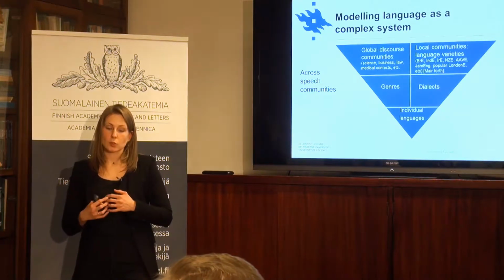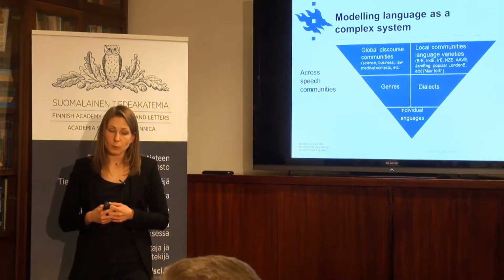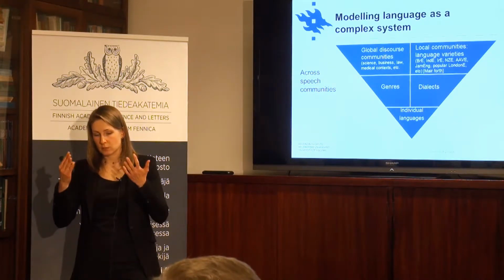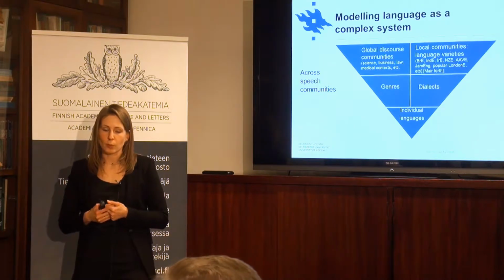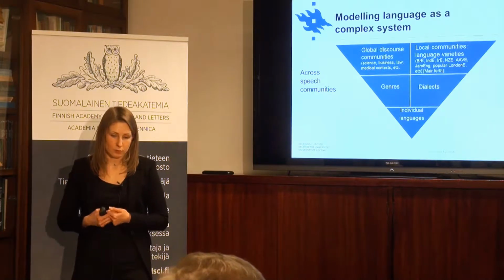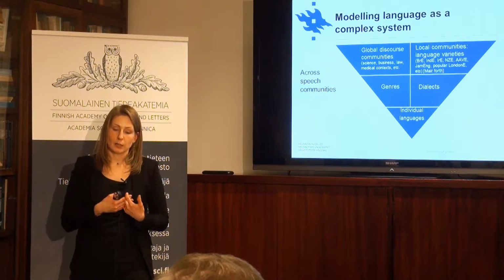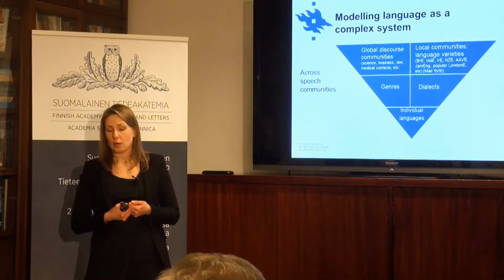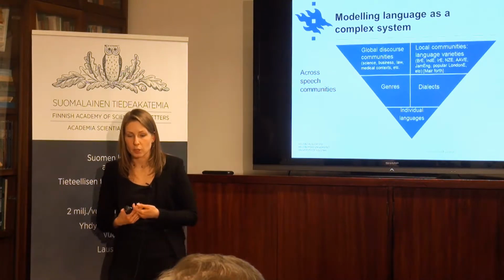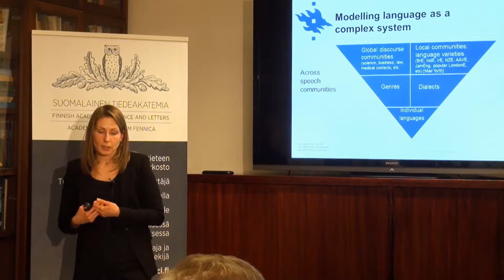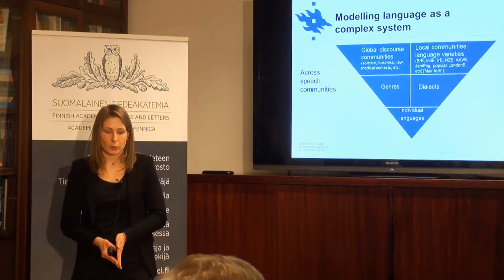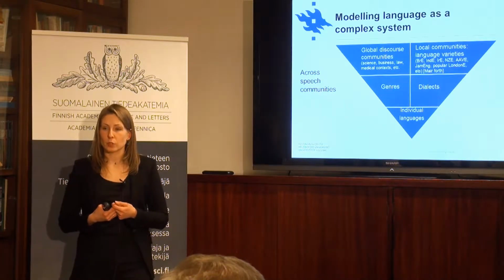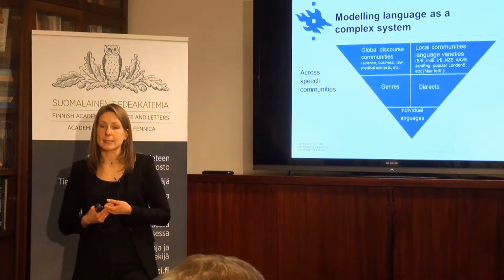So one way to model language as a complex system would be across different speech communities, starting from the top and going top down, then thinking of local communities and language varieties, such as, if we talk about English, British English, Indian English, New Zealand English, Jamaican English, etc., going to dialects and all the way down to individual languages. At the same time, it has been shown in linguistics that languages also differ by discourse communities.